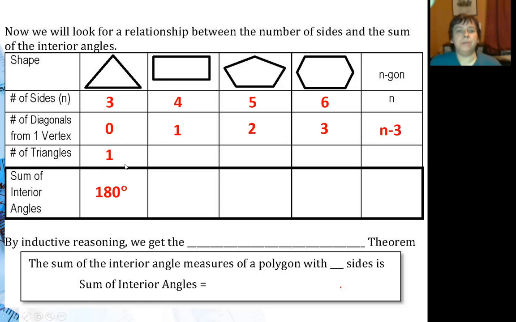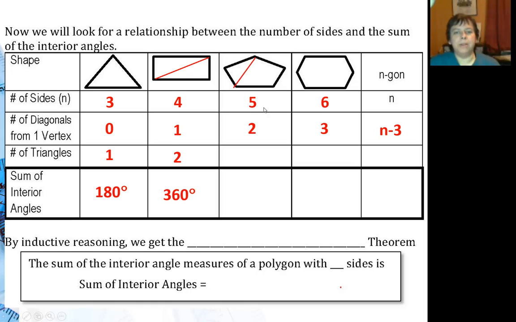We all know that a triangle has 180 degrees, at least in Euclidean geometry. For the quadrilateral, I'm able to create one diagonal from a vertex. How many triangles does that create? That creates 2. And we know the total number of degrees is 360 degrees. So I'm looking, is there a relationship? Here when I had 1, I had 180. When I have 2, I have 360.